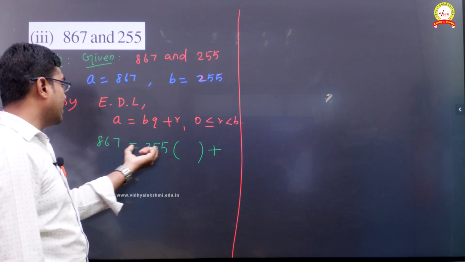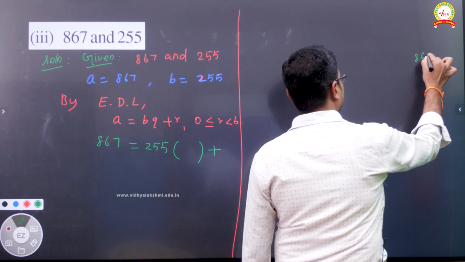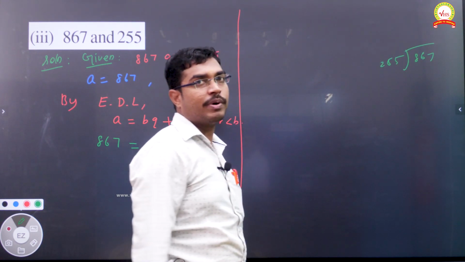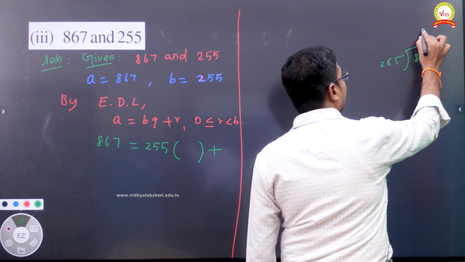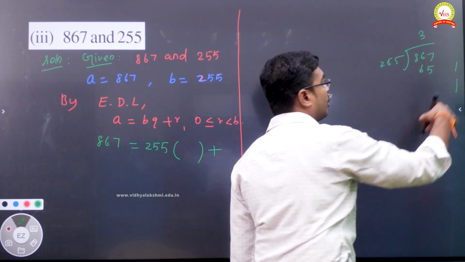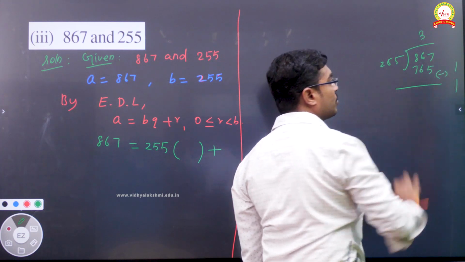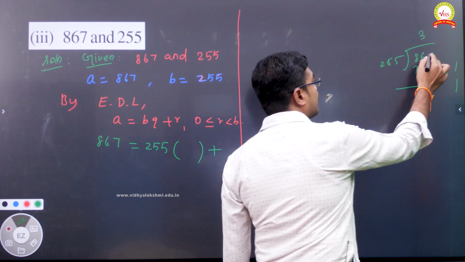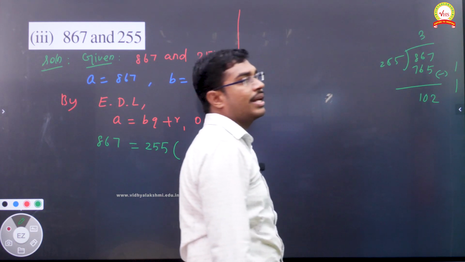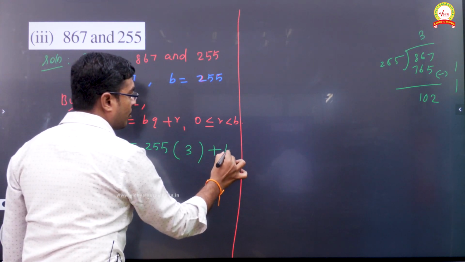So, 867 divided by 255. How many times is it possible? So I take 3. 3 5s are 15, remainder 1. 3 5s are 15, 1 is 16, remainder 1. 3 2s are 6, 6 plus 1 is 7. Now subtract it. 7 minus 5, 2, 0, 1. So 102 is the remainder. So substitute the quotient: Q is 3, remainder is 102.